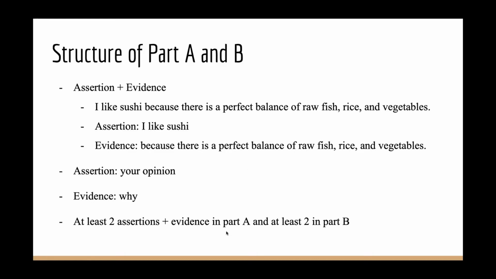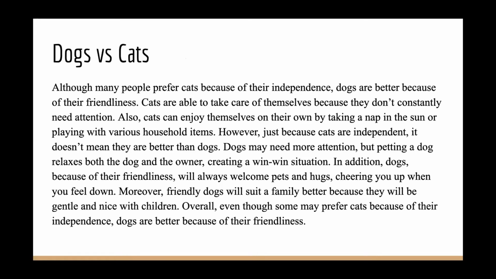So your part A will have two sentences, part B will have at least two, and then you have your topic sentence, your transition, and your concluding sentence. So you'll have at least 7 sentences per paragraph. And here's just an example. You can open the slides on your own again.